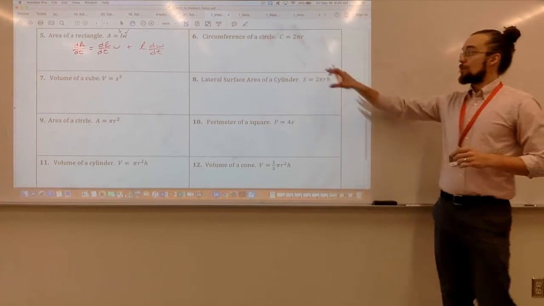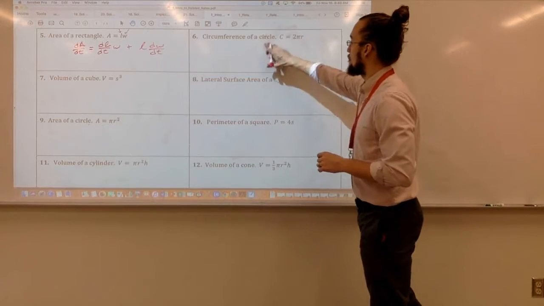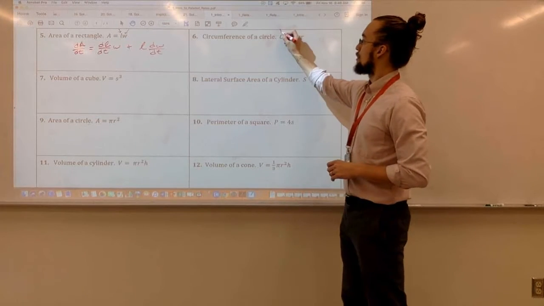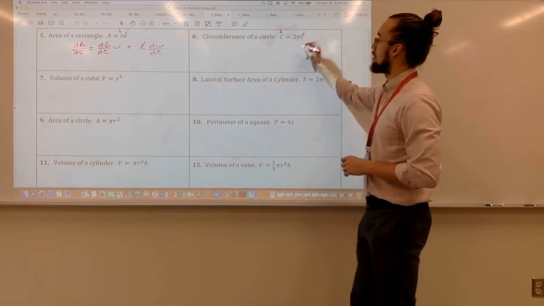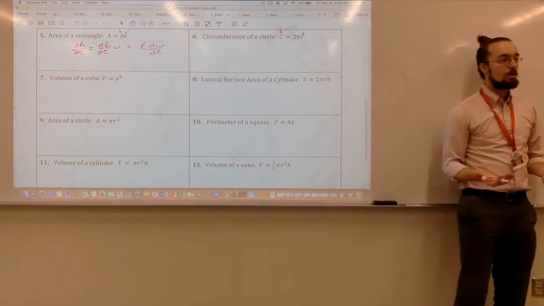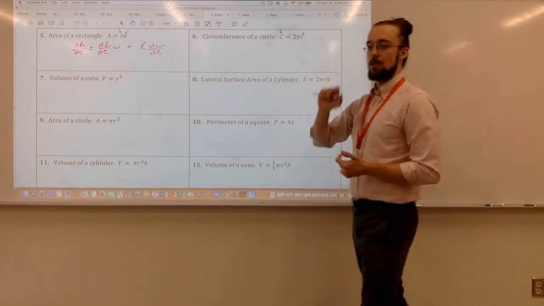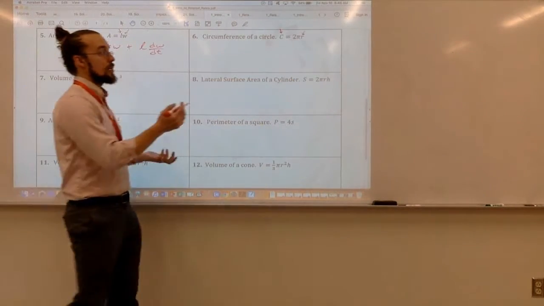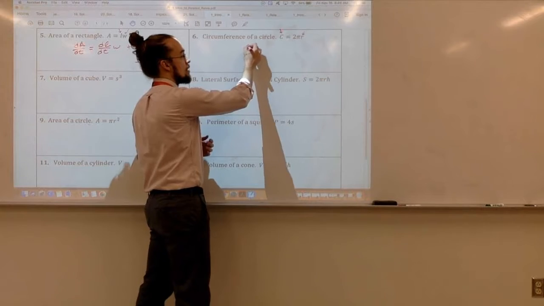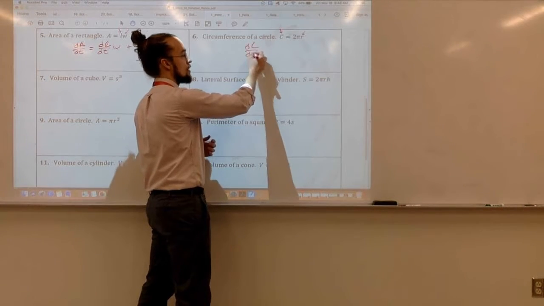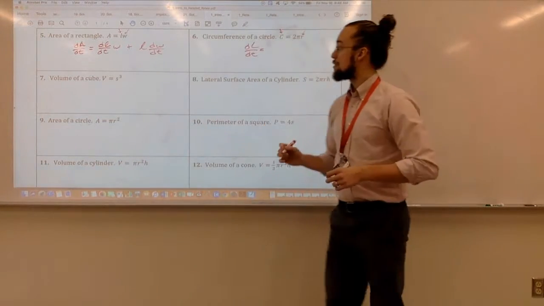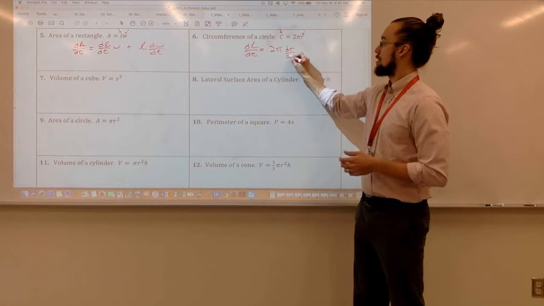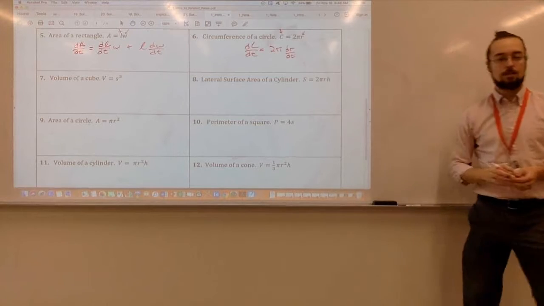So here, for the circumference of a circle, I actually only have 2 variables, 2 things that would be changing, my C and my r. 2 pi is just a number. That's not a variable. That's not going to change. So when I take my derivative here, I will have dC dt equals 2 pi dr dt.